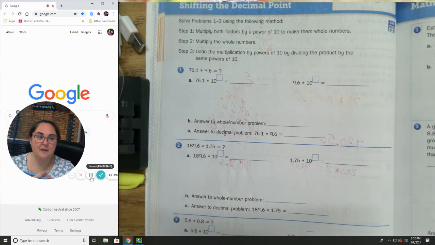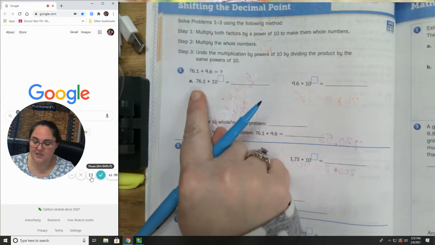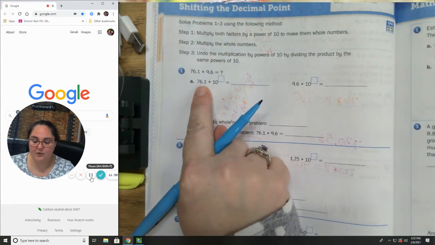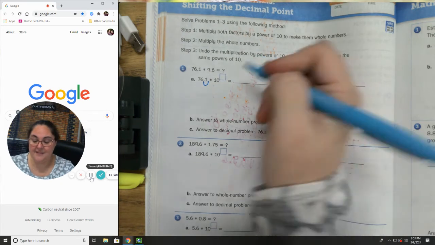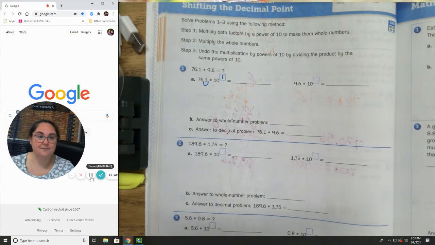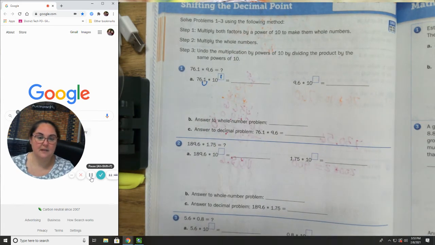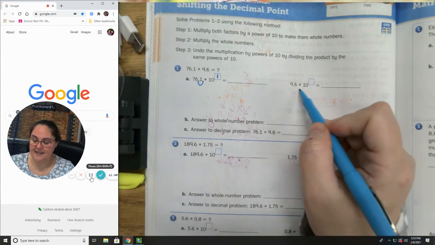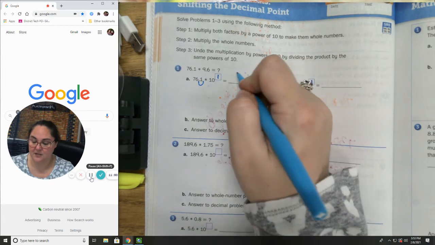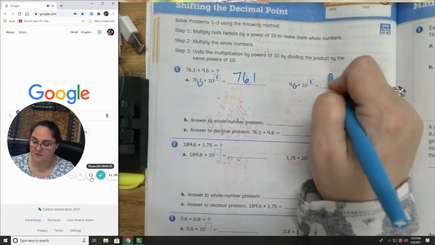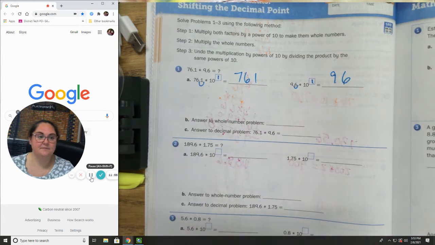All right? So number 1, it says step 1, multiply both factors by a power of 10 to make them whole numbers. Okay? So 7.61, I need to move my decimal 1 spot to the right. That means I'm going to multiply it by 10 to the first. 9.6, I need to move it 1 spot to the right. Again, multiply it by 10 to the first. Done.